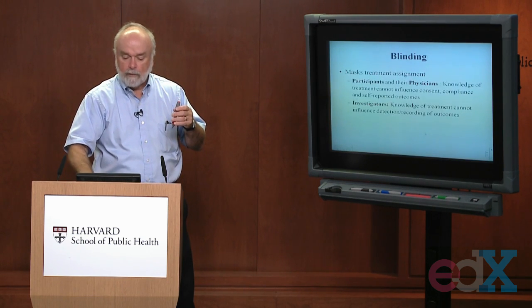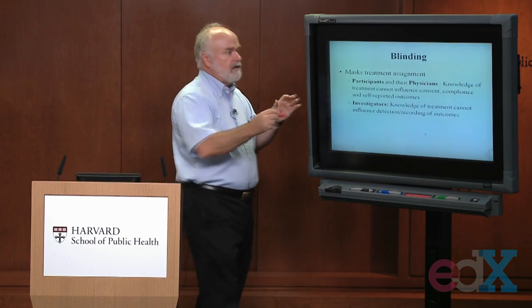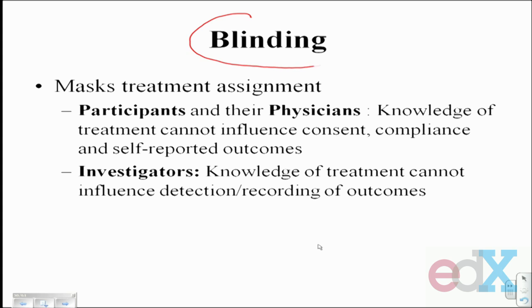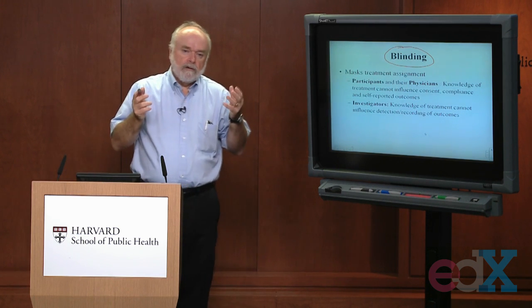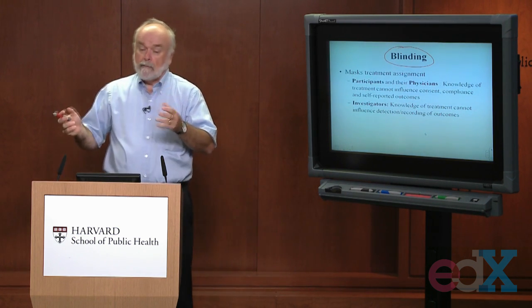And there are a couple of ways of doing it. One way is something called blinding. Blinding means don't tell people what treatment group they're in. If I don't know whether I'm in treatment group A or treatment group B, I'm asked to take a pill. I don't know whether that pill is a new treatment for my condition or the standard of care treatment for my condition. I don't know which treatment I'm getting.